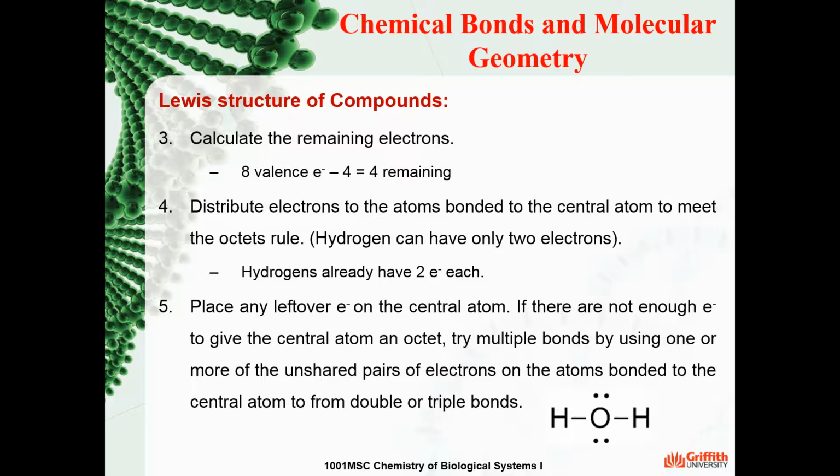The hydrogens are happy, as they have 2 electrons surrounding them. The oxygen achieved the octet rule, and it is also happy, and we have used up all the valence electrons, so we're happy. We will practice more examples in the coming slides and the tutorial session to master drawing Lewis structures.